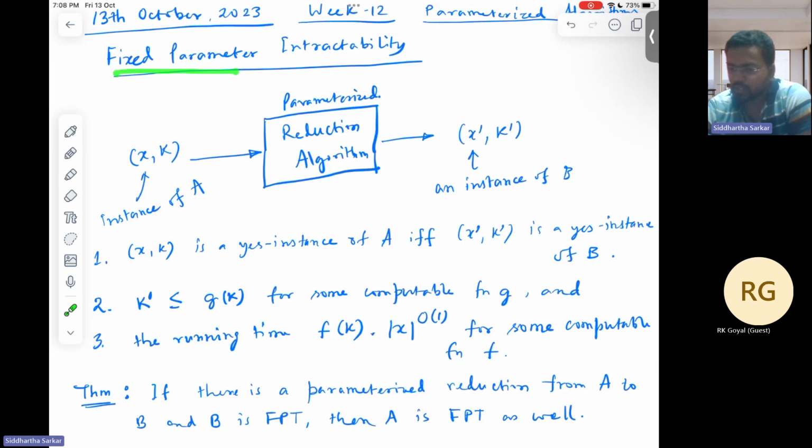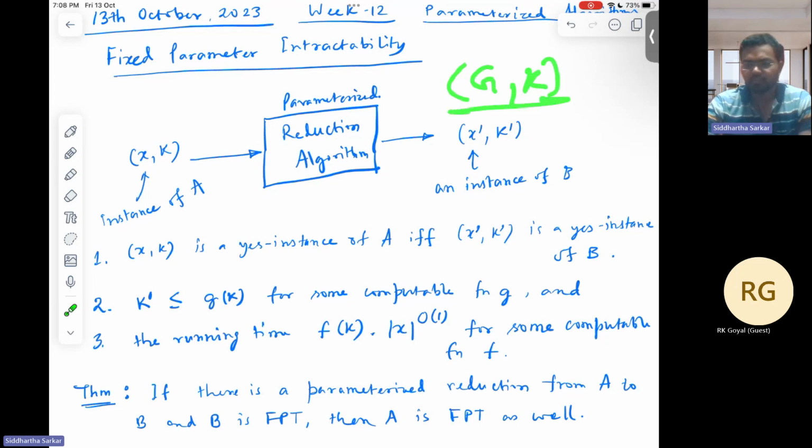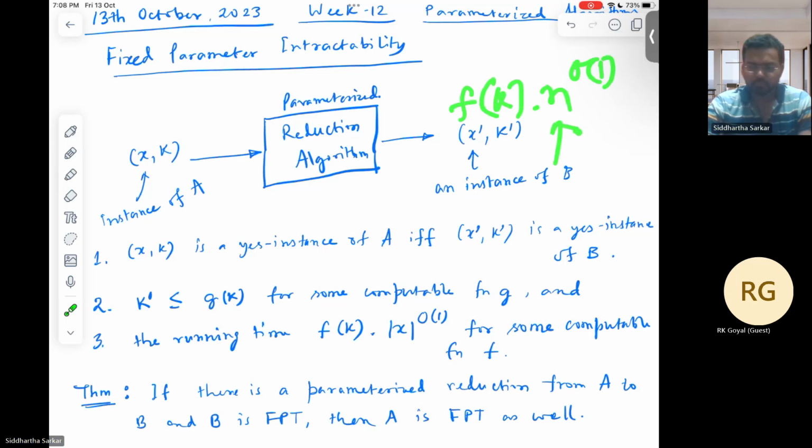So we're discussing fixed parameter tractability. Basically, our objective is, given a problem, to tell whether this problem is fixed parameter tractable or not. For our case, problems are of this form: G comma k, where G is a graph and k is a parameter, and we want to ask whether the problem can be solved in time some function of k times n to the constant, where n is the input size. Input size in the sense of number of vertices or number of edges.